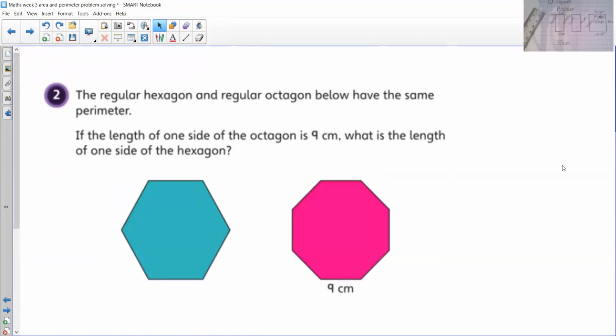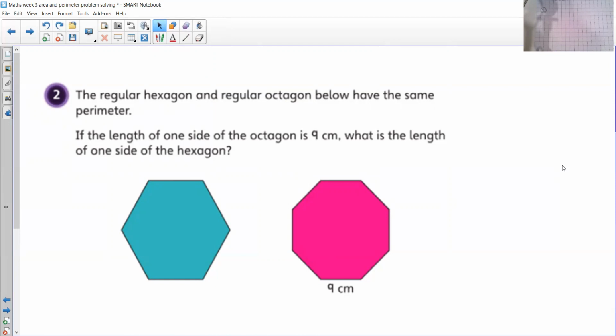Okay, number 2 then. So I'm going to write number 2 onto my book. So first things first, gather the information. Okay, that's the really important bit here. You've got to gather the information that you know. So you have got a regular hexagon and a regular octagon have the same perimeter. Okay, what does it mean if they are regular?